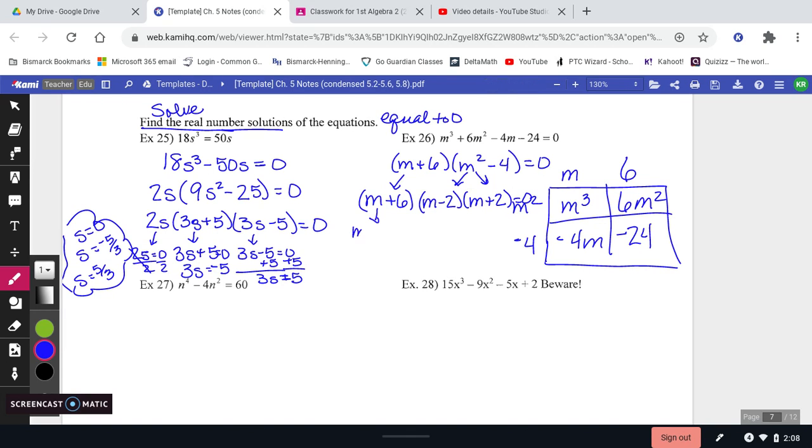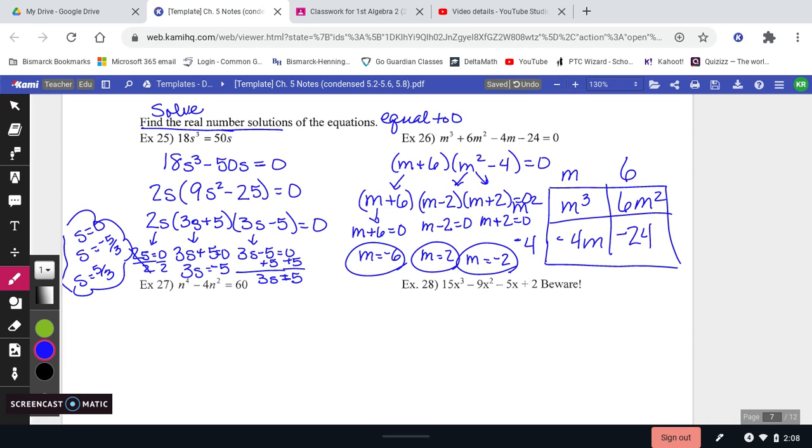So we're going to get m plus 6 equals 0. So m is negative 6. We have m minus 2 equals 0. So m is positive 2. m plus 2 equals 0. m is negative 2.